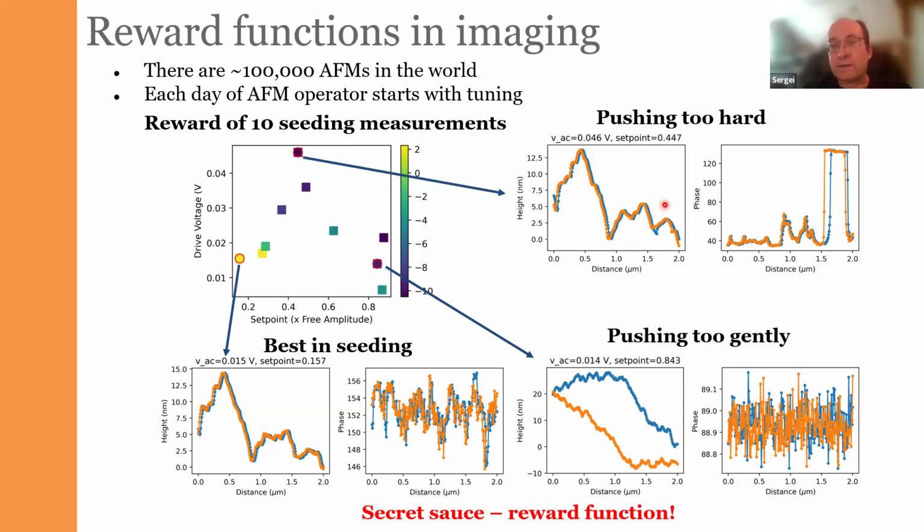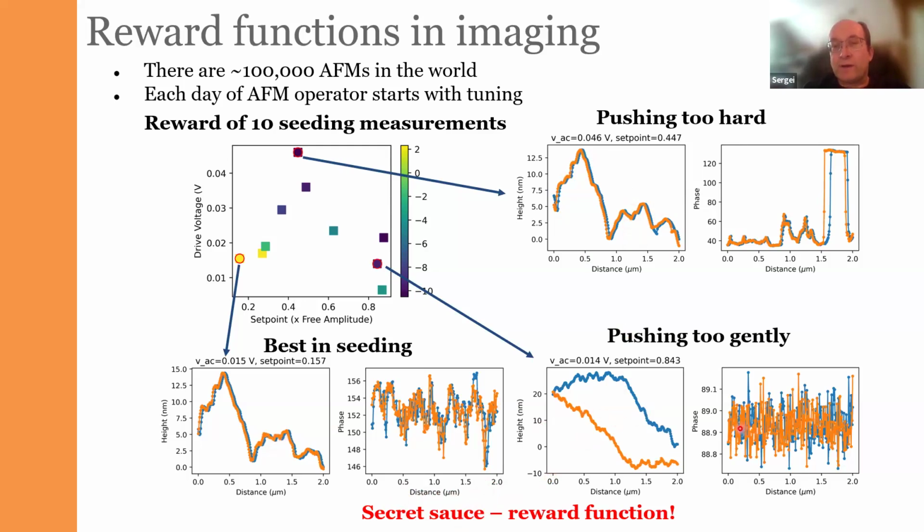So for this particular sample, topography looks this way. For another sample, the topography will look that way. So actually, it turns out that in this particular case, the secret sauce is the reward function. The difficulty here is that the human can always recognize, after spending some time running the microscope, what is good and what is not good.